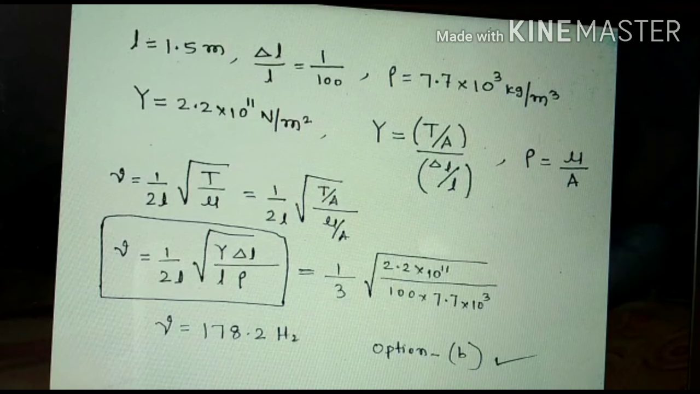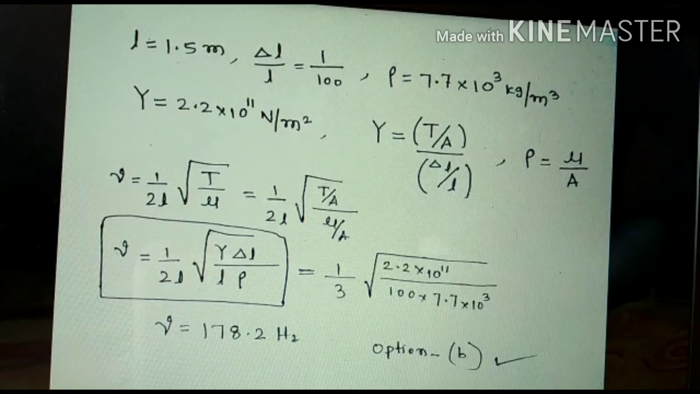Memory also plays an important role in JEE Mains. JEE Advanced is completely logic, but memory is required. In JEE Mains, if you qualify only then you will go to JEE Advanced. So memory is also required and logic is also required, but in JEE Mains mostly memory you have to use, and after that the simple remaining things.